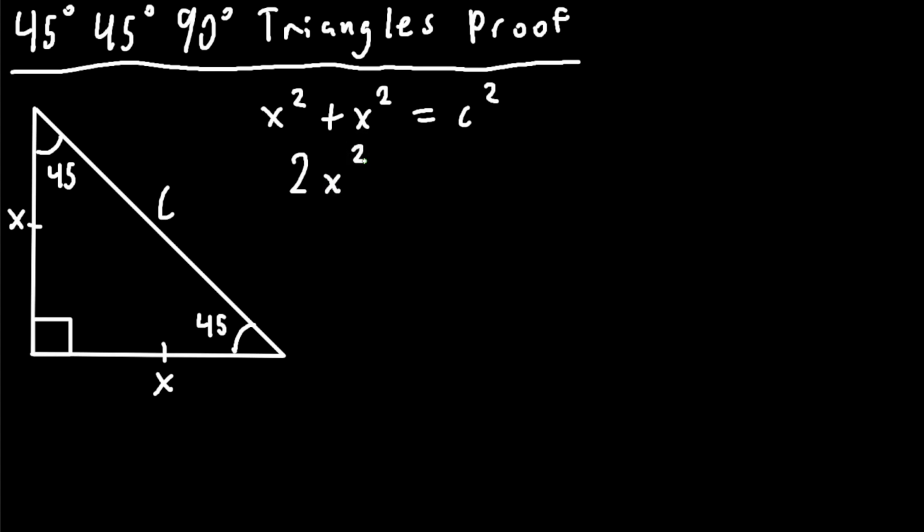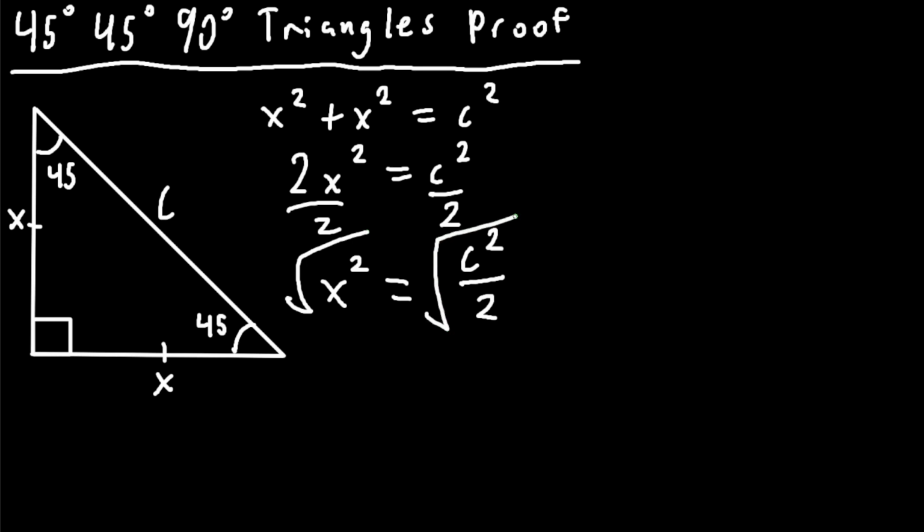We have 2x squared is equal to c squared. Now I'm going to divide by 2. So now we just have x squared by itself is equal to c squared divided by 2. Now I'm going to take the square root of both sides. So this is the same thing as doing this, essentially. Okay, so now I have x is equal to the square root of c squared, which is just c, over the square root of 2.